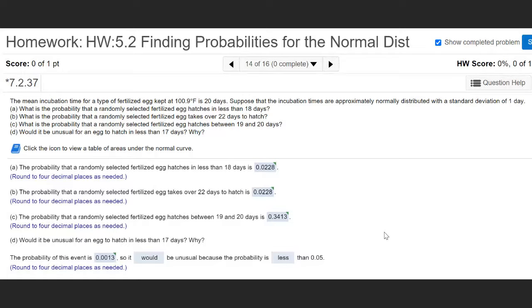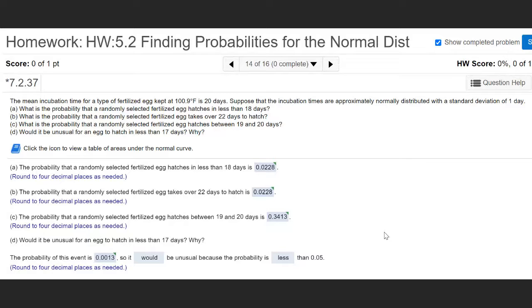It says suppose incubation time is approximately normally distributed with, and it looks like I got the standard deviation. I didn't write down the standard deviation. It doesn't look like it's in the picture. Maybe, wait, maybe it'll... Oh, there it is, with the standard deviation of 1 day. Okay. And then question A.